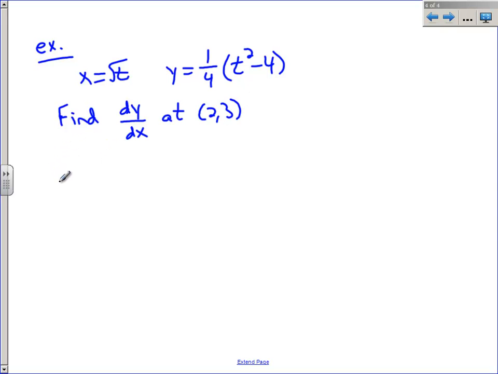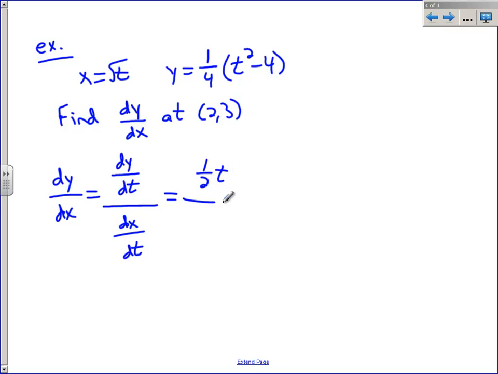So what we're going to do first of all is find our dy/dx. So dy/dx is dy/dt over dx/dt. The derivative of this y equation, if we multiply that 1/4 through, we get 1/4 t squared, and so the derivative of that is just 1/2 t. And then the derivative of the x equation is 1/2 t to the negative 1/2. And this would simplify to just t to the 3/2.